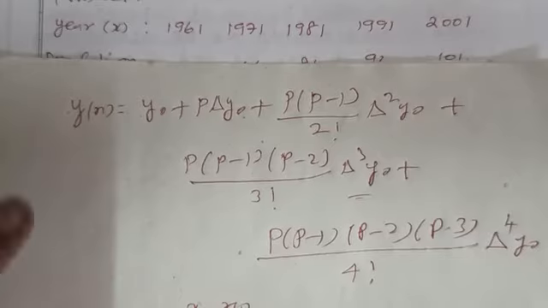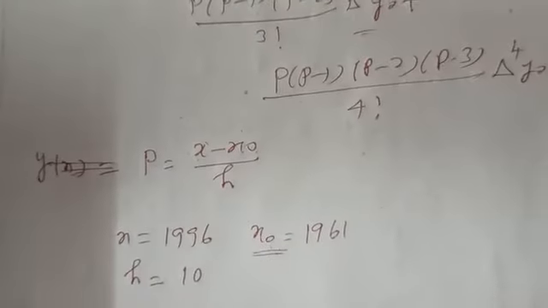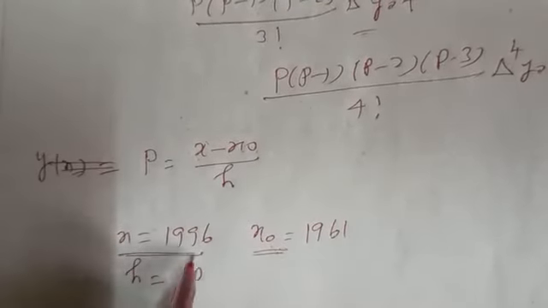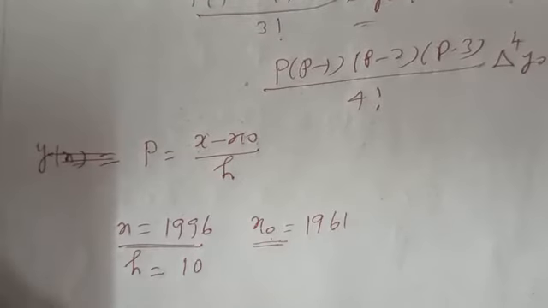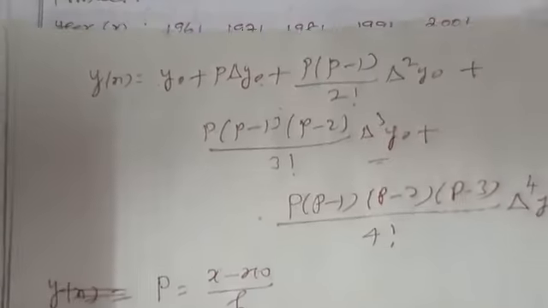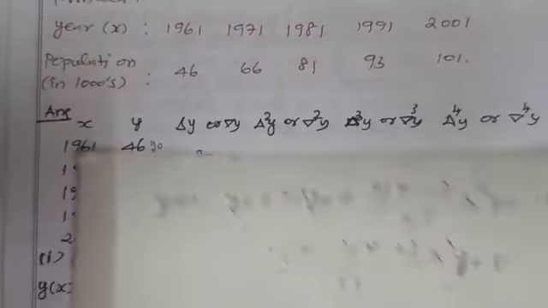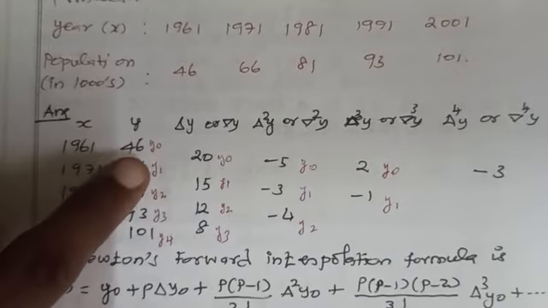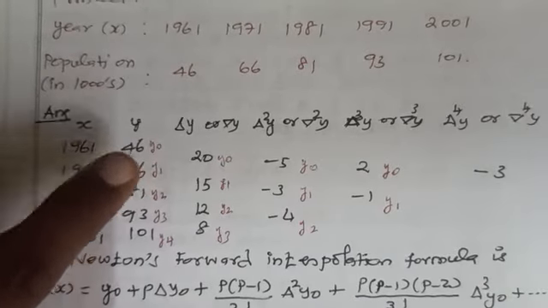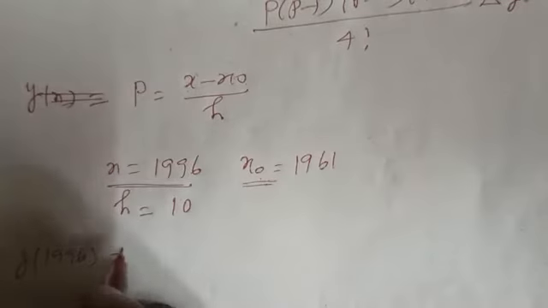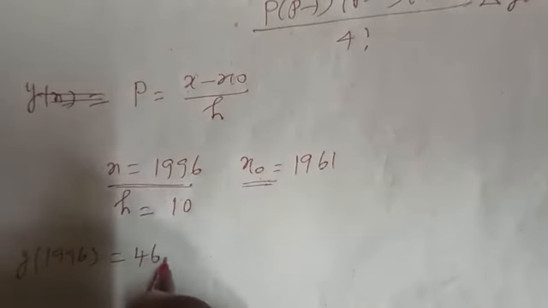In Newton's formula, y of x means we have to find the value at x. For y of 1996 equal to, in the formula, first y naught. In the tabular column, this is y naught. What is the value of y naught? 46, plus p value.